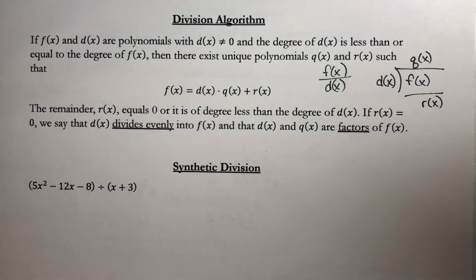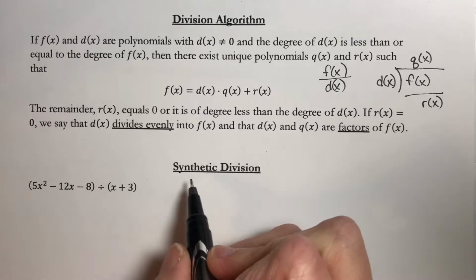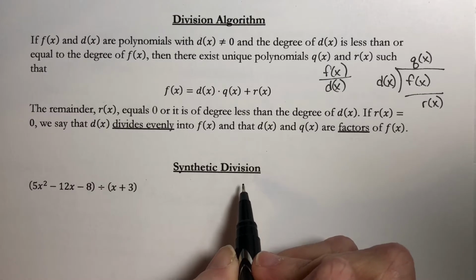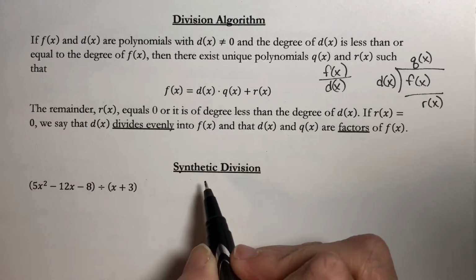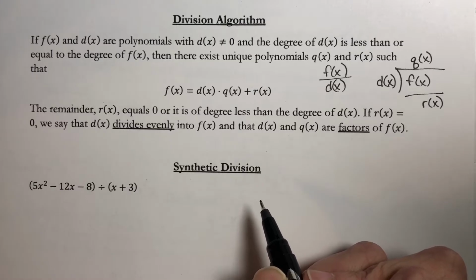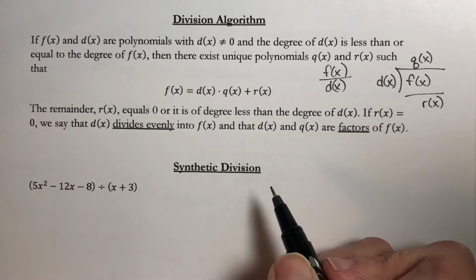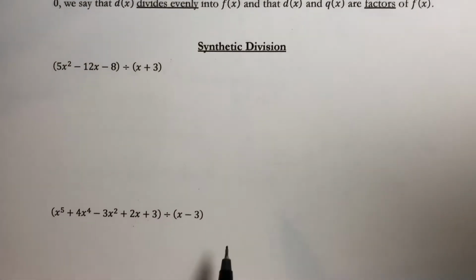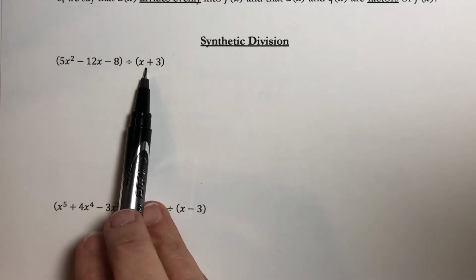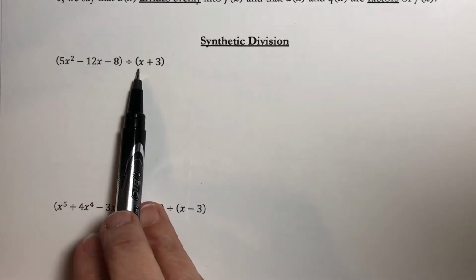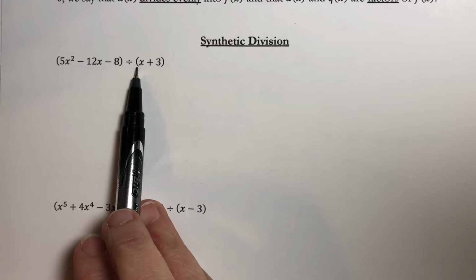Okay. Now what we're going to be talking about is some special cases of division. And we have a process called synthetic division. And this is very quick and it's very easy, but it does not work on every kind of division. The only kind of divisions it works for are when you're dividing by something that has a degree of 1 and you do not have a number in front of your x.